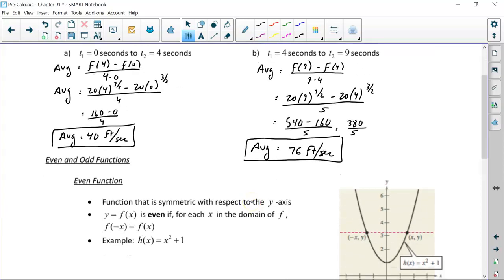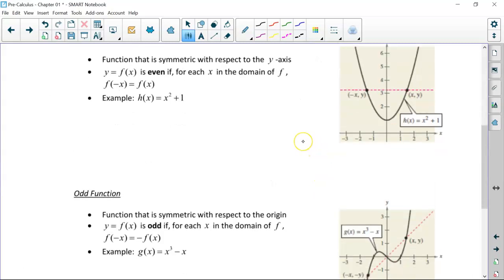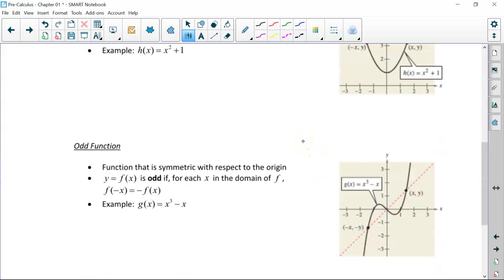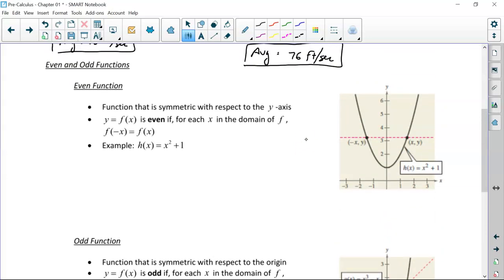Next, even and odd functions. An even function is a function that is symmetric to the y-axis. So if a function is even, it's going to be symmetric along that y-axis. If a function is odd, it's going to be symmetric to the origin. It's going to have that origin symmetry. Now I'll show you how we can find that using this.